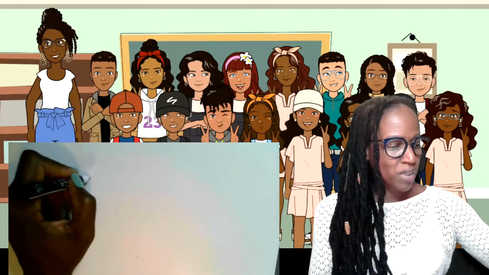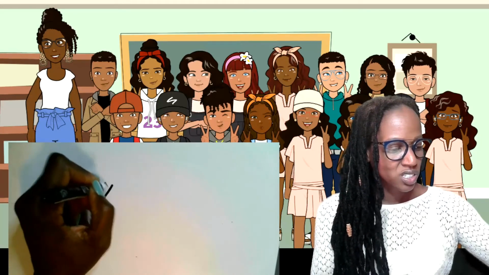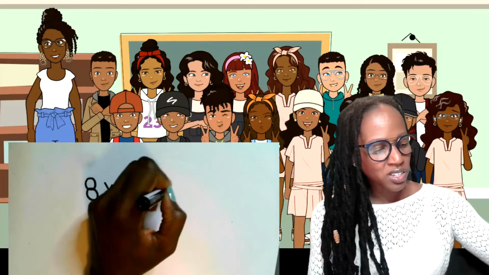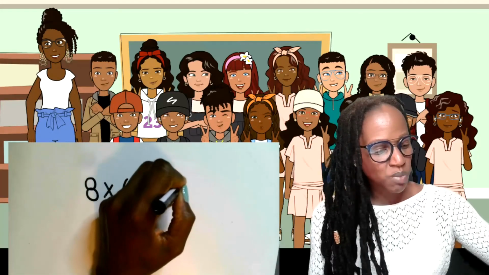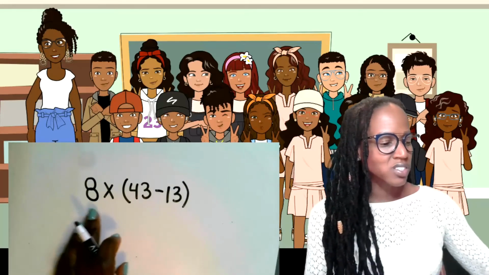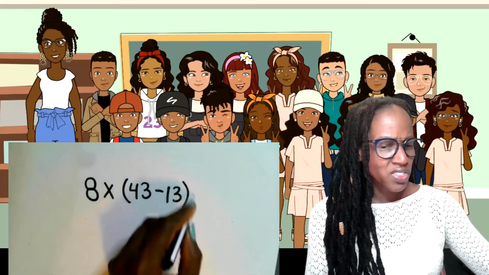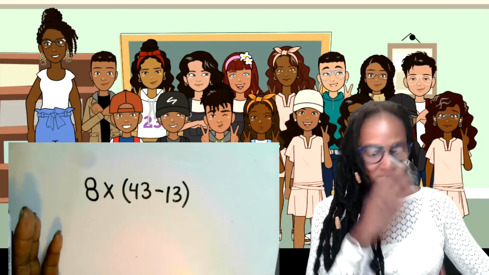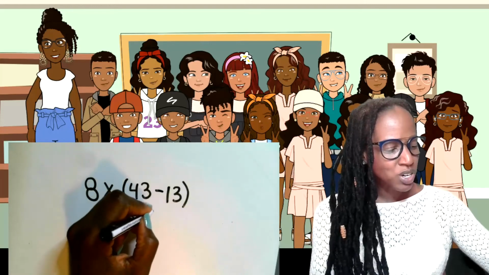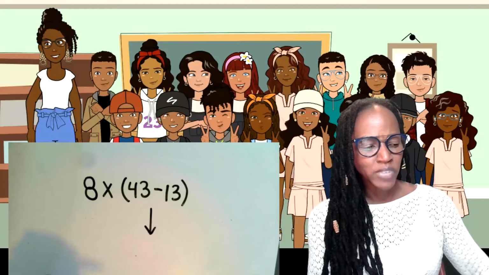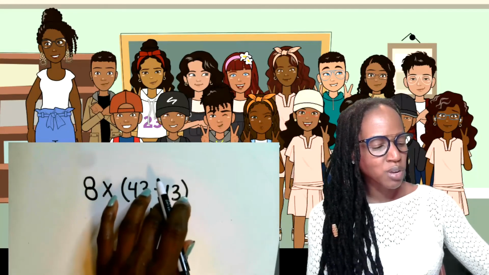So I'm going to write my numerical expression. And then I'm going to see, well, what do I have in the parentheses? What is my unit? That's the question I'm asking. What am I counting? Well, I'm counting 8 of these things, whatever this is, okay? So let's see how I might write that expression. I'm going to start by writing what is in the parentheses. I have 43 minus 13.